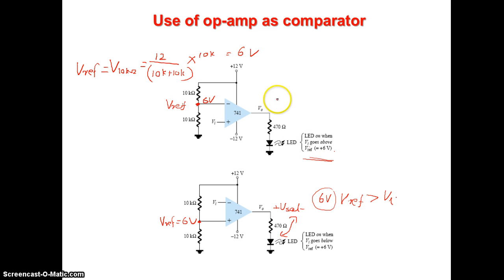Here the opposite case: if Vi is greater than the V reference, because it is inverting, your output should be plus VSAT. So that's about the comparator, and next we will discuss the Schmitt trigger.